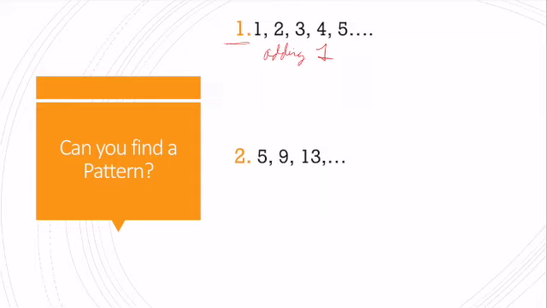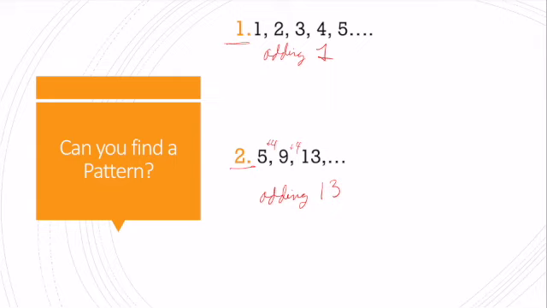How about for example 2? I've got the numbers 5, 9, and 13. So the first thing we always want to do is see if they're maybe a multiple of each other. Well, 5 isn't a multiple of 9. So how about what's the difference between them? So 5 plus 4 gives me 9. 9 plus 4 gives me 13. So the pattern in this case would be adding 4.